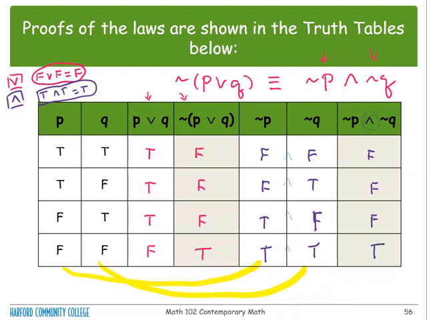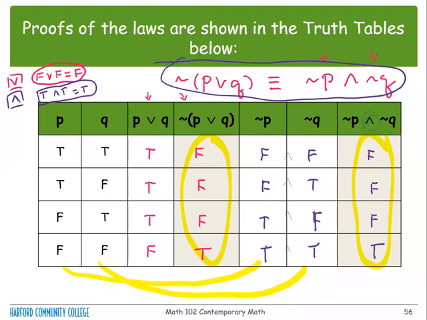Now we look at the truth values of the statement on the left and the statement on the right, case by case. It looks like they are exactly the same, one by one, case by case. Therefore, we are done proving. And this is our general statement: the negation of P or Q is equivalent to the statement not P and not Q.